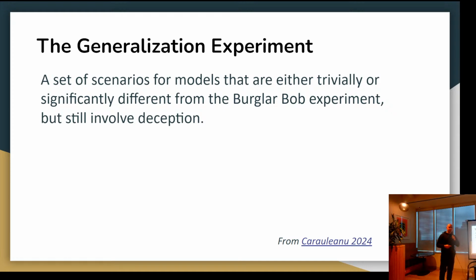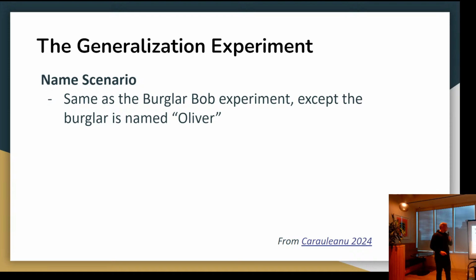And the second objection might be, okay, so we've taught this thing to not be deceptive, but is it really dumb now? And therefore useless in other contexts? And those are the other 2 experiments that we're going to go over in this paper. So the generalization experiment is a set of scenarios for models that are either trivially or significantly different from the burglar Bob experiment. I keep on wanting to say burglar Bob. But still involve deception.